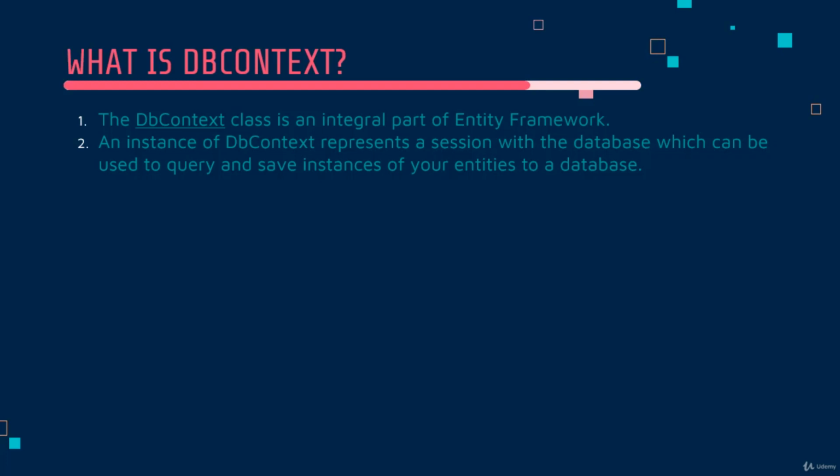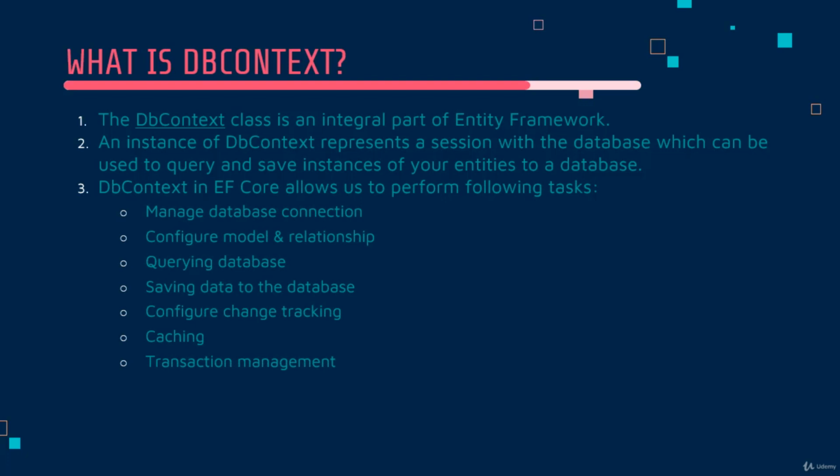DbContext is a combination of unit of work and repository pattern. If those do not sound familiar, do not worry, we will understand them as we proceed with the course. DbContext in EF Core allows us to perform multiple tasks. It helps us to manage the database connection, configure model and relationship, query the database, save data to the database, configure change tracking, caching, and also transaction management.